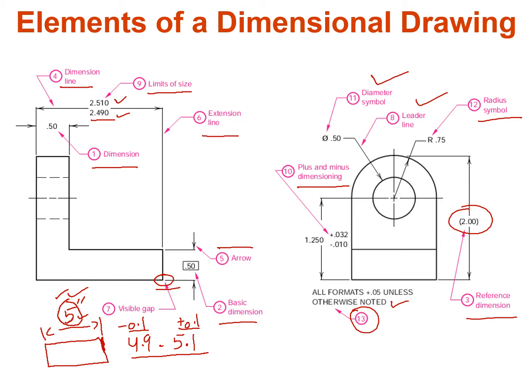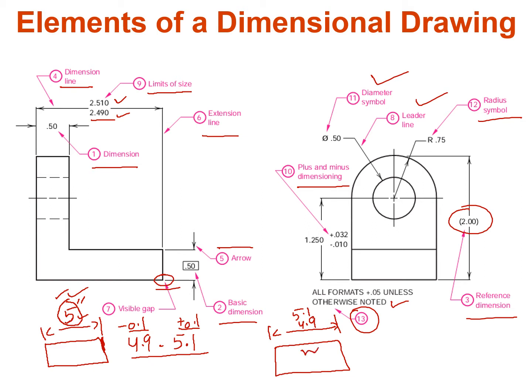So I can actually write this 5 dimension right here again when I apply these limits, and I can write this as 5.1 and 4.9. So these are the limits of sizes for this width of this rectangular block.